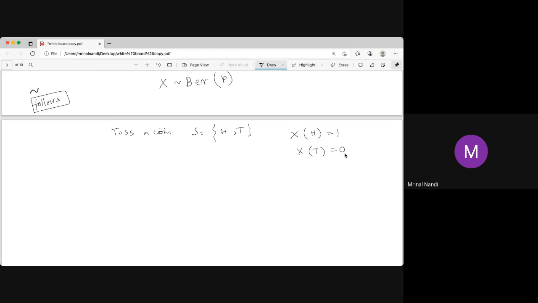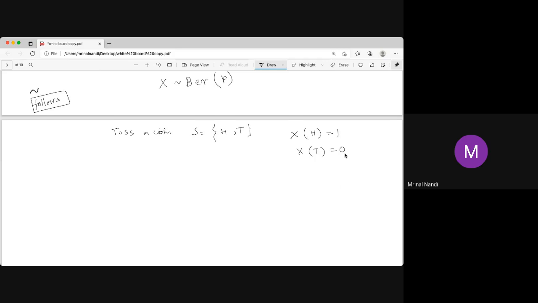We can define the random variable differently. Say if it is head, we assign 7, so X of h is 7 and X of t is, say, -3. Then also it is a success failure experiment. But this random variable we will not call a Bernoulli. It is like a Bernoulli, but the values are not 0 and 1. So it is better to take 0 and 1.